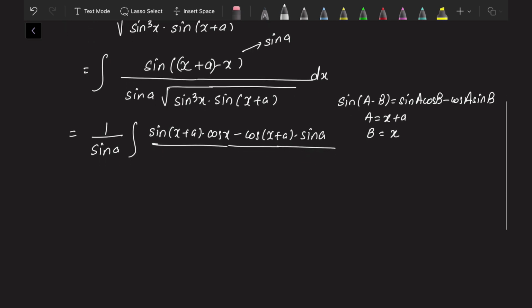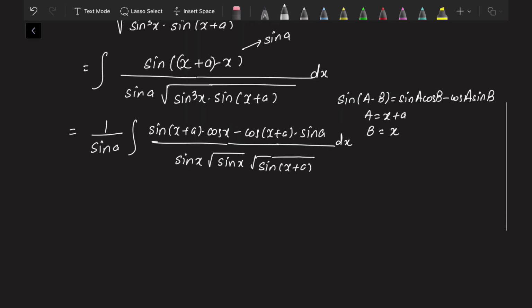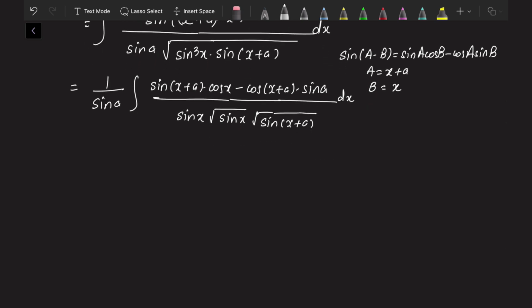Now look carefully at the denominator. As we have the square root of sine cube x, we can write it as sine x times the root of sine x, or I can separate the root and we will have the root of sine of x plus a, dx. Now a very drastic thing just came to my mind: the rule that when you take d by dx of something in division, u upon v, we do v times the derivative of u minus u times the derivative of v, all over v square.